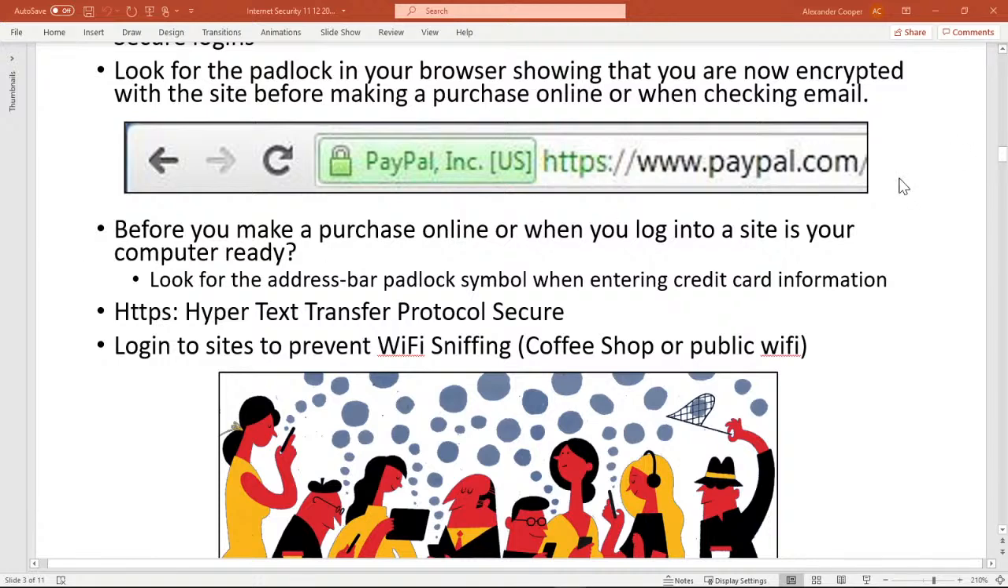All right, so before you make a purchase online or when you log into a site, is your computer ready? Look for the address bar padlock symbol when entering credit card information. HTTPS, right here, is what you want to look for. HTTPS, log into sites to prevent Wi-Fi sniffing. So make sure it is padlock HTTPS.